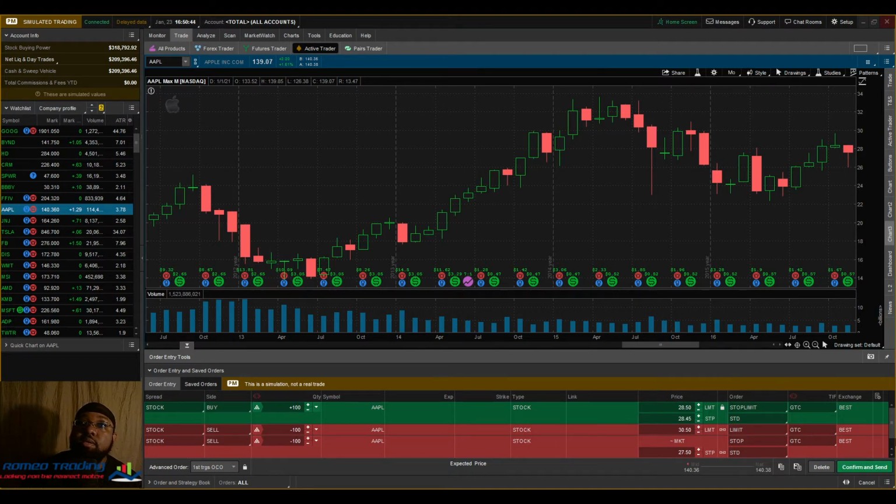You guys cannot see this next screen, and I really hate that. It pretty much goes over your actual order confirmation. To buy 100 shares of Apple at $28.50 is going to cost you $2,850. That's what it's going to cost.